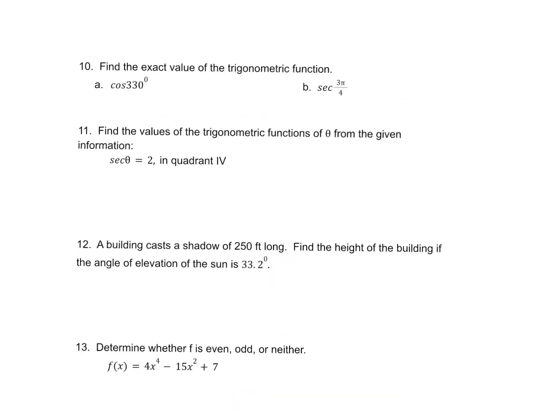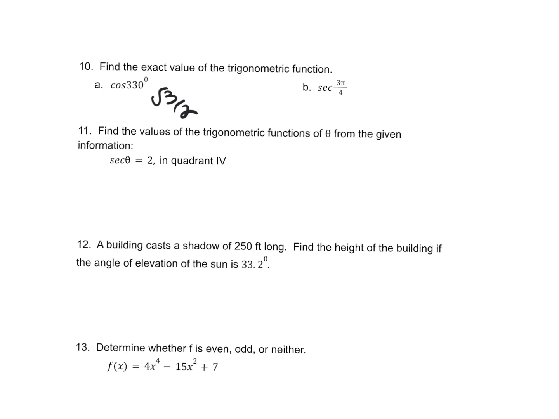All right, number 10 says find the exact value of the trig function. First of all, cosine 330. Remember, find the reference angle, which is 30. Every time you do cosine 30, that's automatically square root of 3 over 2. And then go back and think about it. 330 is in quadrant 4. Cosine is x. X is positive in quadrant 4, so it's positive square root of 3 over 2.